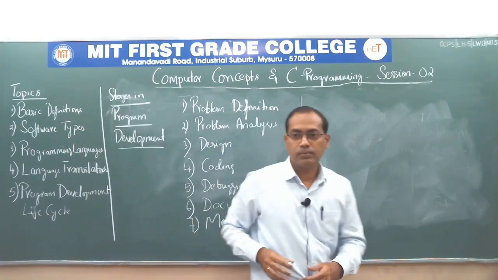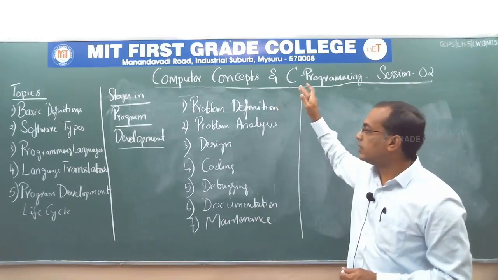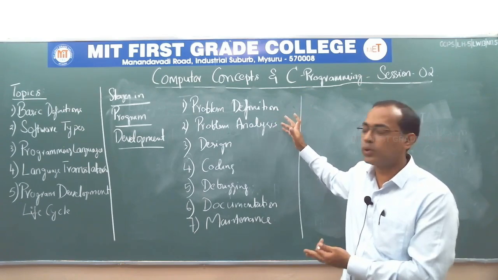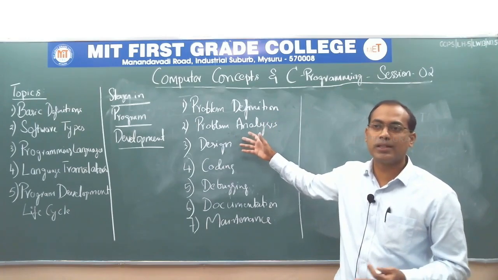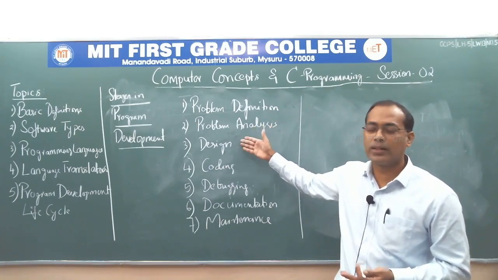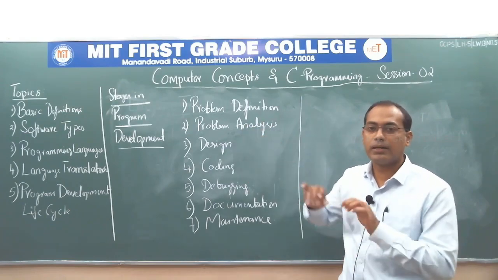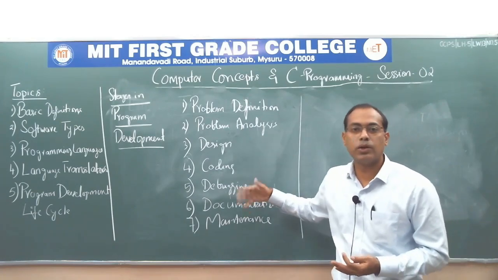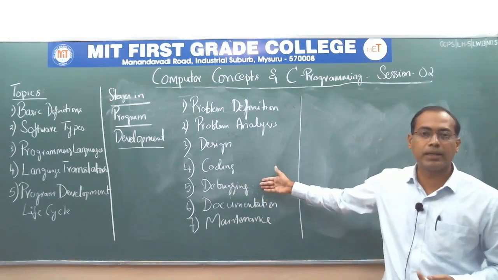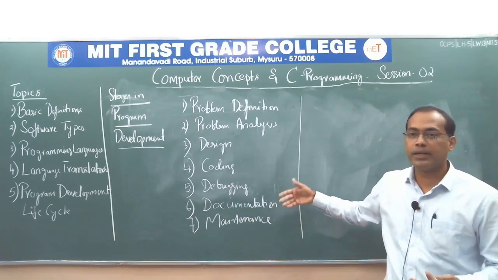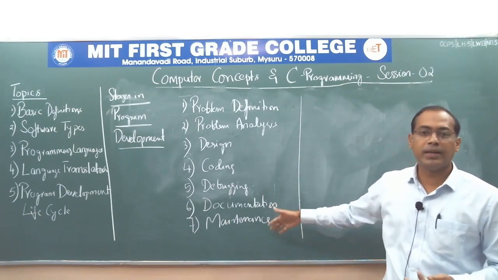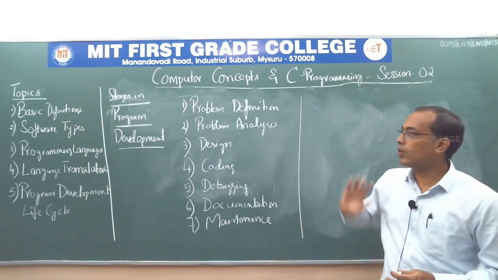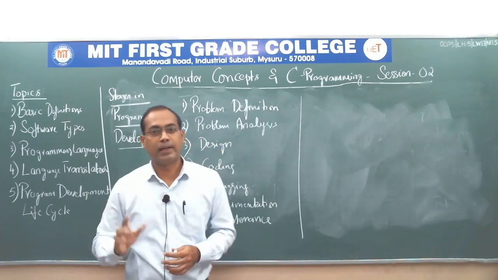I'll just brief once again. In this stage, you are going to define the problem. In the next stage, you are going to analyze it with respect to constraints, input and output. And then you are going to use tools such as graphical tools or algorithms to design or model the problem. Then you start typing the code using a programming language, and then you remove the errors in debugging. Then you come out with some documentation, which can be user documentation or technical documentation, and finally you go for the maintenance of the software or program. So this is all about the stages in the program development lifecycle.